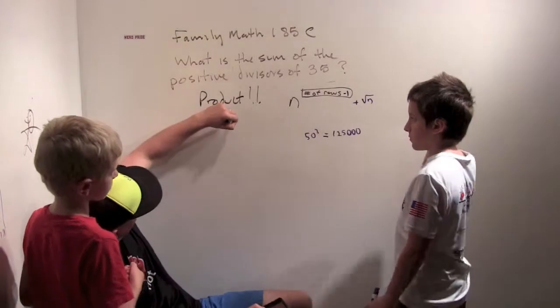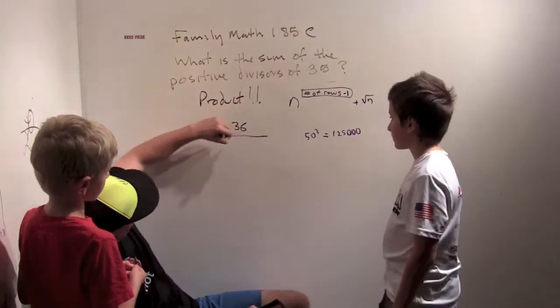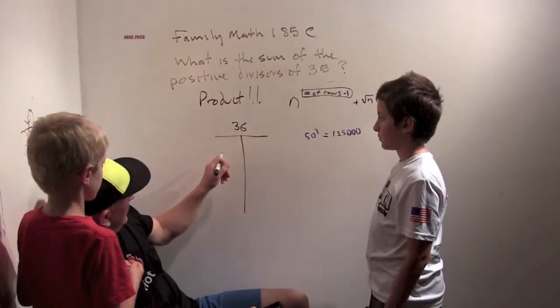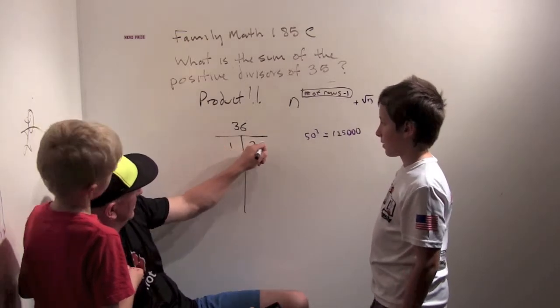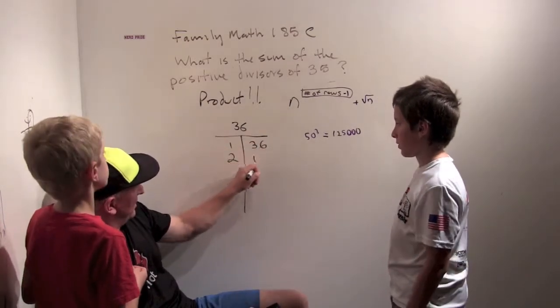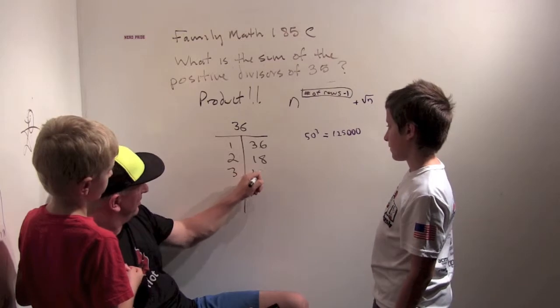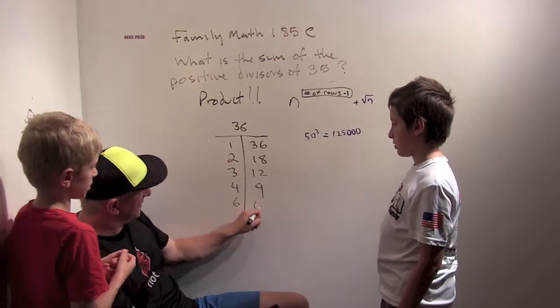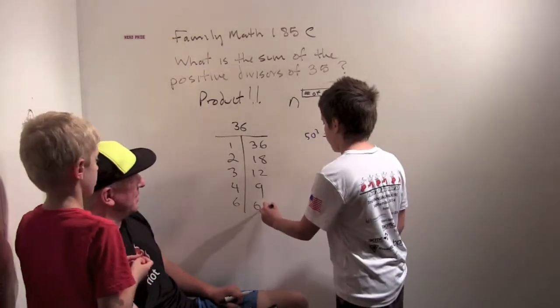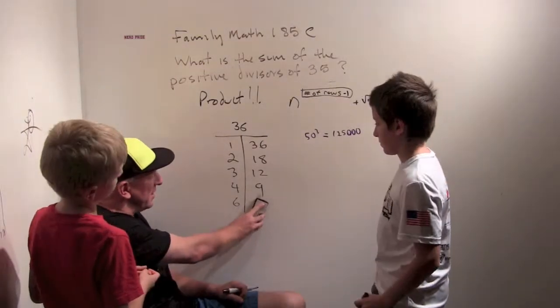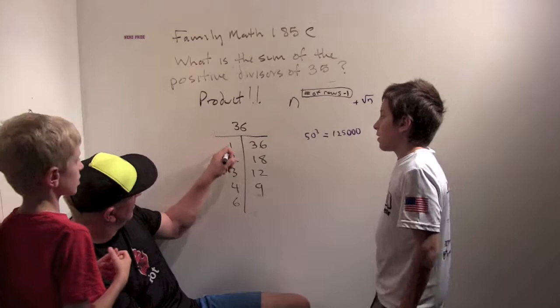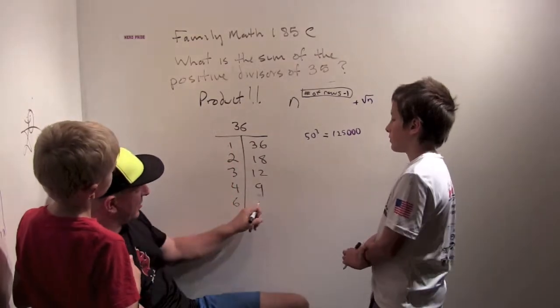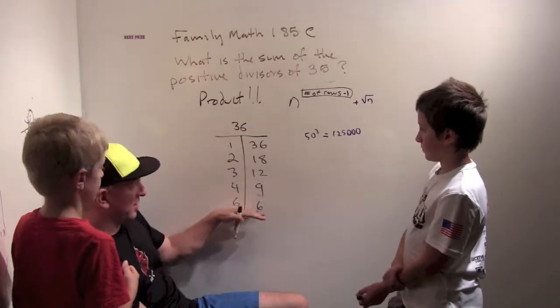36. Okay, so 36, we get 1 and 36, 2 and 18, 3 and 12, 4 and 9, and 6 and 6. But that one really doesn't count. We can't count the 6 twice, right? So we get 1, 2, 3, 4, 5 rows. We just have to remember we don't count that 6 twice.